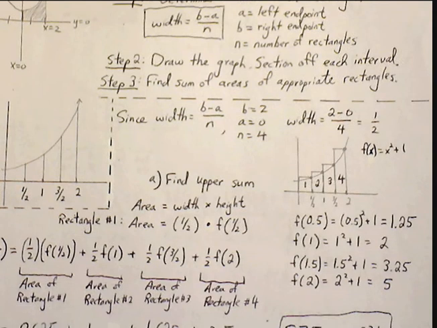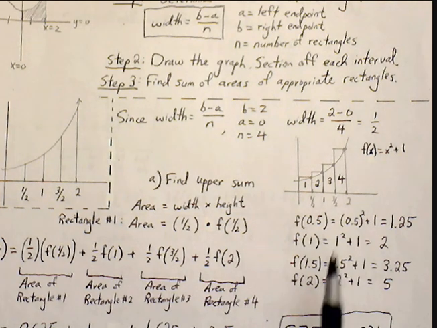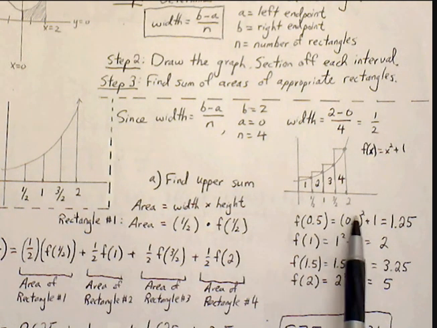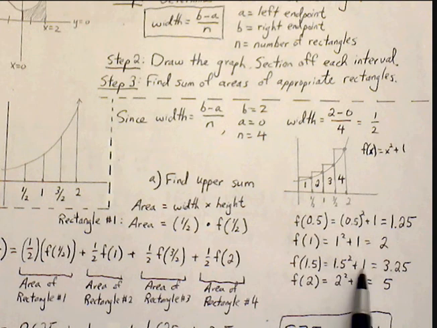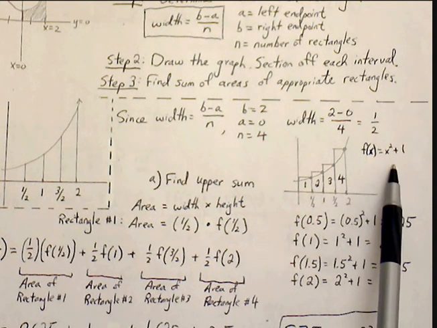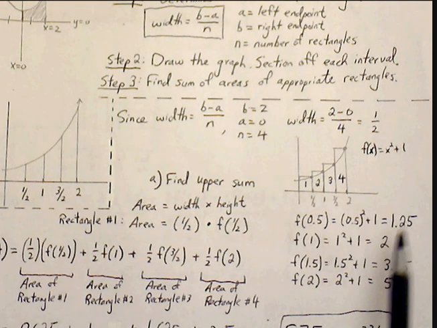Okay. And then step by step, I can plug 1/2, 1, 3/2, and 2 into the function, and I'm going to get 0.5 squared plus 1, which is 1.25. F of 1 is 2. F of 1.5 is 1.5 squared plus 1. I'm just simply plugging this into my f of x function, which is x squared plus 1. F of 2 is 5. So I have the heights of each of my rectangles.